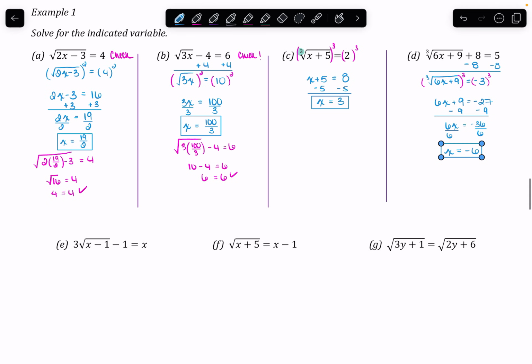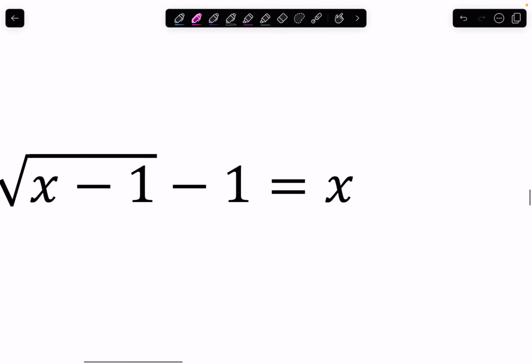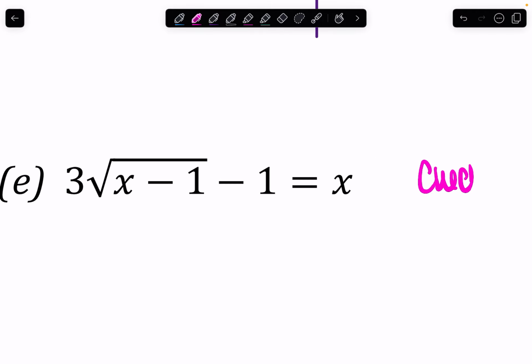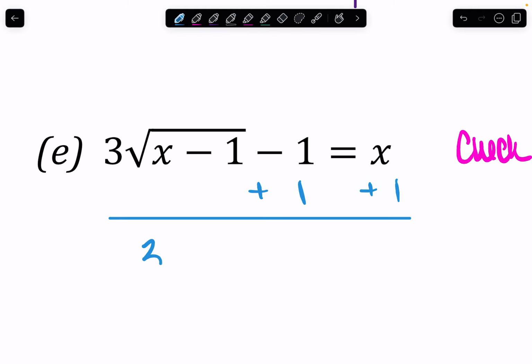All right, E. This is a square root, so we got to check. First thing, I need to move that -1 over, so we're going to add 1 to both sides. Difference with this problem is there is also a variable outside of that square root, so we're going to have to change our steps just a little bit for this one.